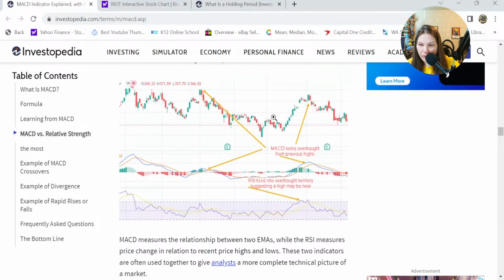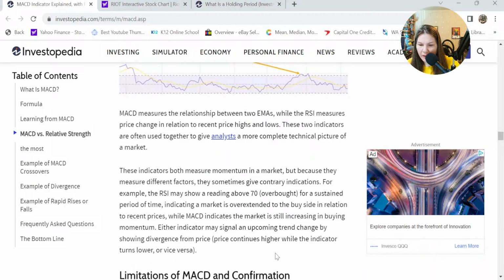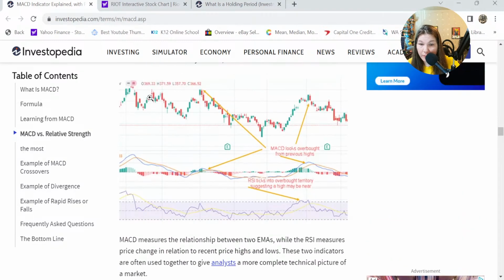They both measure momentum, but they measure different factors. They measure different factors. That's the way to say it. So they both measure momentum, but different factors of momentum.